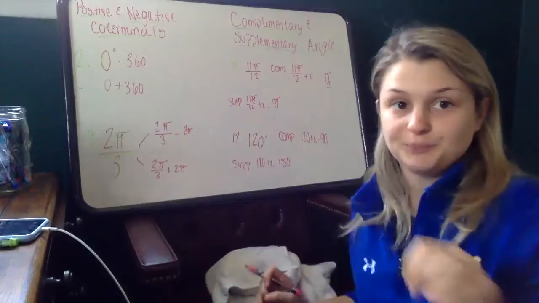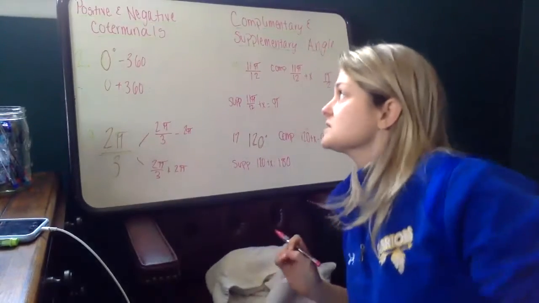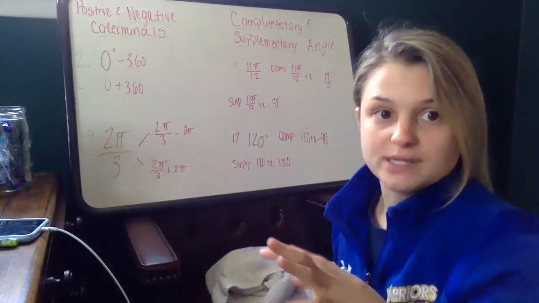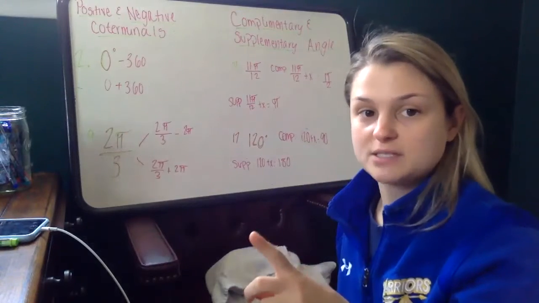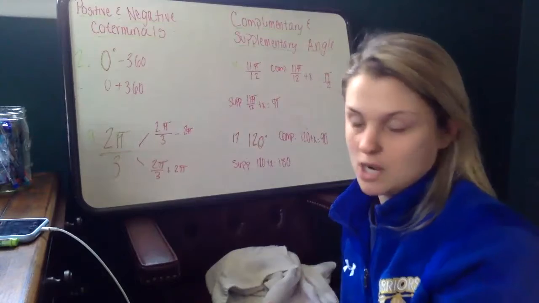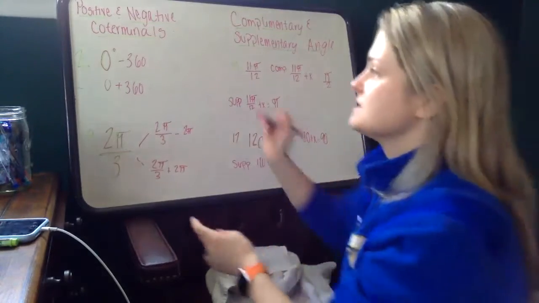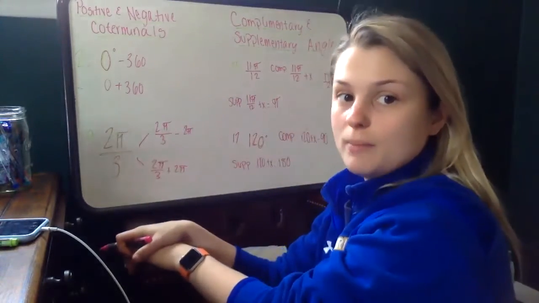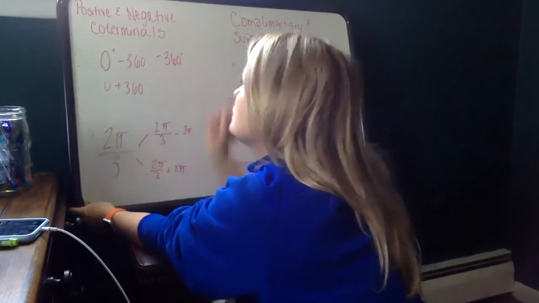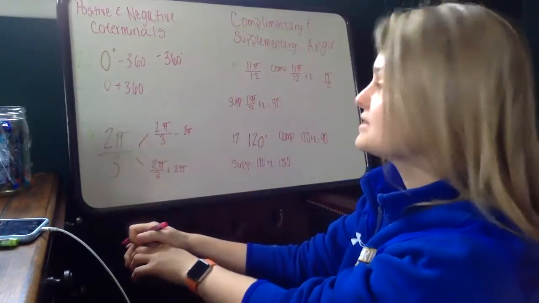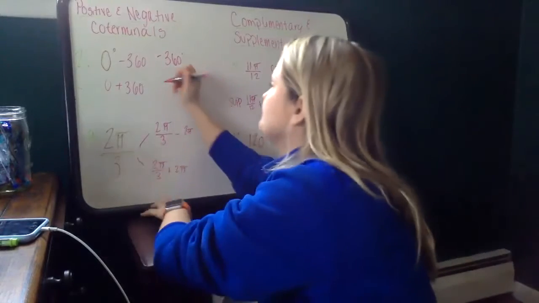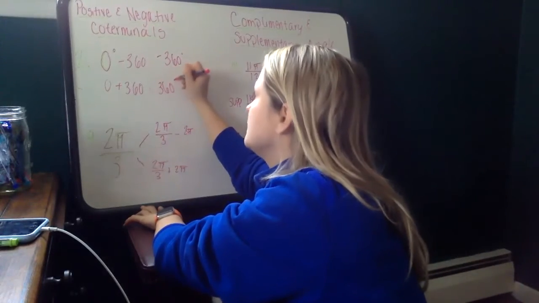So for number 2, when you're finding positive and negative coterminals, when you're given degrees, you have to subtract by 360 to get the negative, and then add by 360 to get the positive. So for number 2, you're given 0 degrees. So 0 minus 360 gives you negative 360 degrees. So that would be the negative. When you're given 0 degrees and you add 360, you get positive 360.